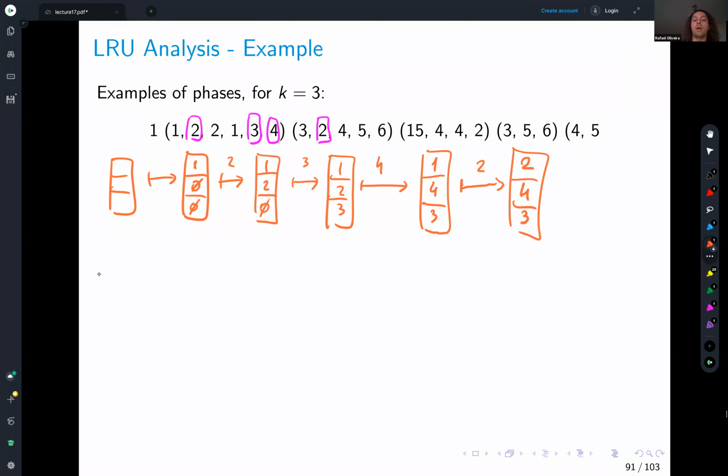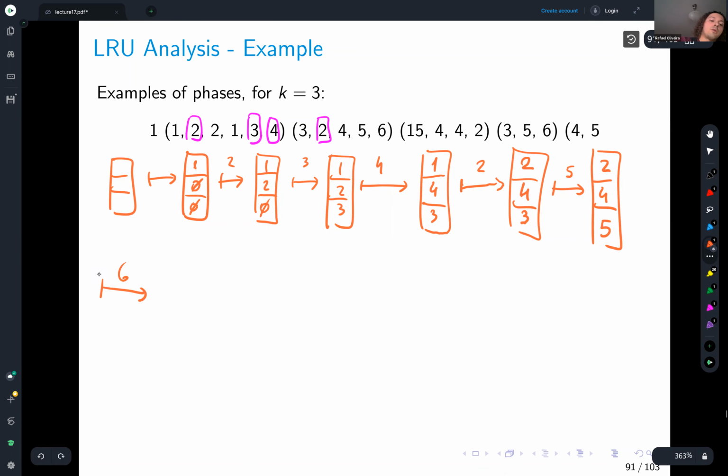And now I request 4, I have no miss. I request 5 and 6, I have 2 misses. Once I request 5, I'm going to have my miss. Now, who from 2, 4, and 3 is the least used? The least used was 3. So then 5 goes here, 4 stays in the cache, 2 stays in the cache. And then on 6, I have my third cache miss.